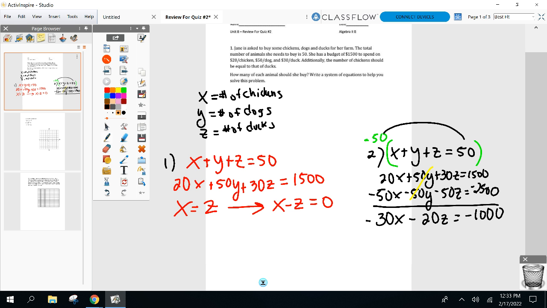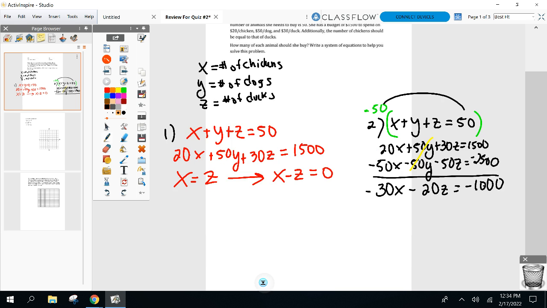Now expect tomorrow I might have to pick two new equations, eliminate the same variable again. It was just convenient on this one because y was already eliminated. I don't think that's going to happen to you tomorrow. So pick two equations, eliminate a variable. Pick two other ones, eliminate the same variable.